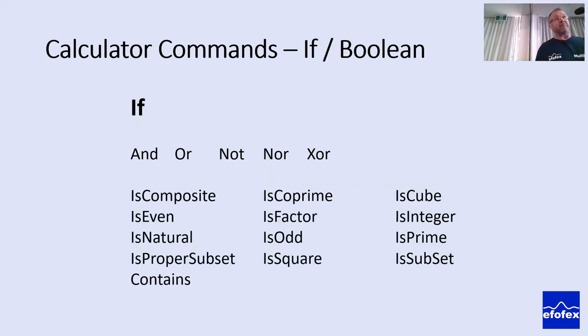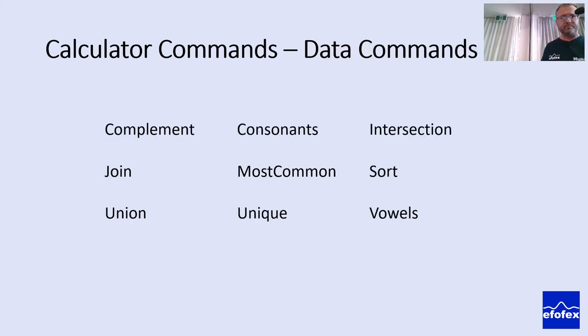There is an if command. An if command makes this a programming language. You can go as far as you like with this stuff. It's very similar to the if command in Excel. So if something is true, do this, otherwise do this. You can combine that with Boolean operators like AND, OR, NOT, NOR, XOR. You can say do something if the number's prime and do something different if it's not, whatever you like.